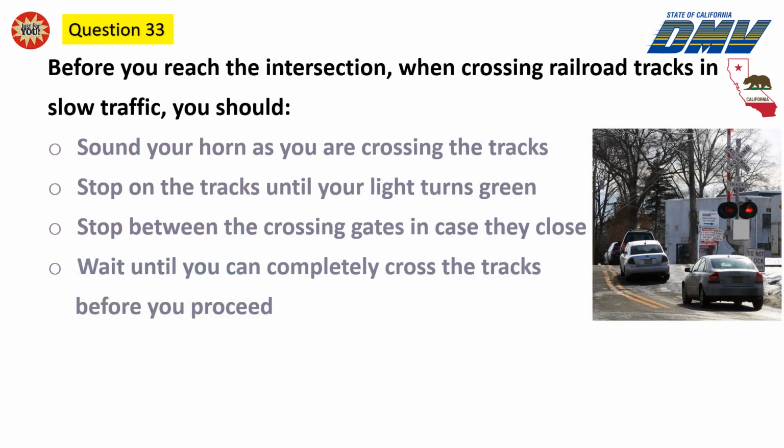Question 33. Before you reach the intersection, when crossing railroad tracks in slow traffic, you should sound your horn as you are crossing the tracks. Stop on the tracks until your light turns green. Stop between the crossing gates in case they close. Wait until you can completely cross the tracks before you proceed.